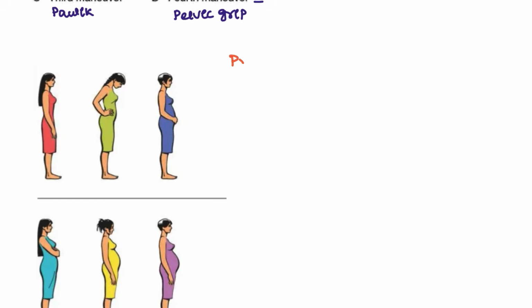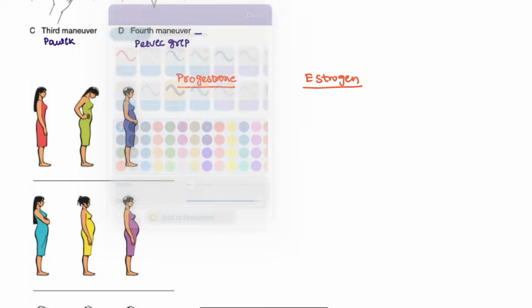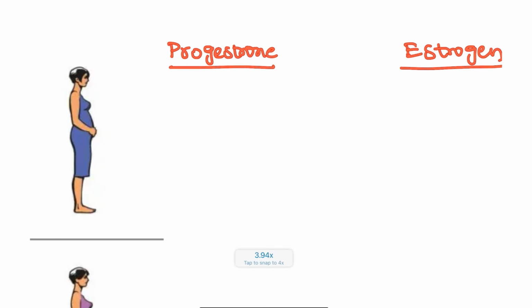Next, what are the changes that are associated with the hormonal changes? We have the hormones that play the major role: progesterone, and also estrogen in pregnancy. Let's see, one by one, how these hormones are going to make changes in the pregnancy.